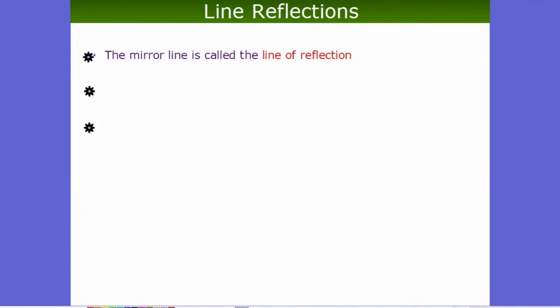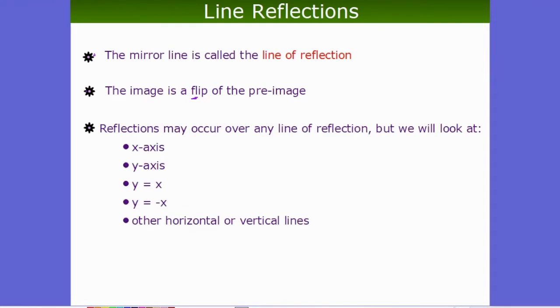And so we call that mirror line the line of reflection. And it's a flip of the pre-image. That's kind of the casual word for reflection. Sometimes we call them flips. You can have a line of reflection over any line.